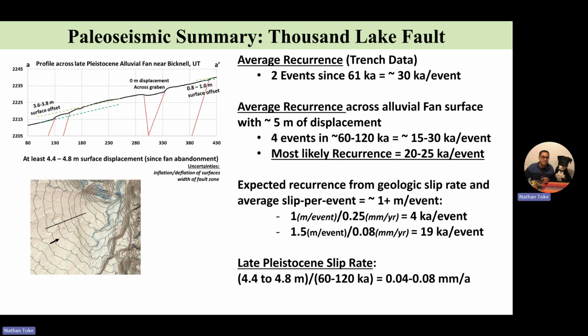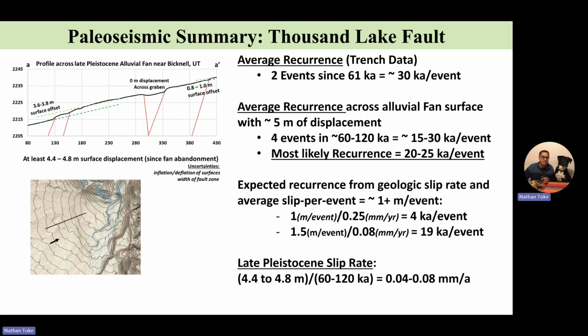If we look at the geologic slip rate and the average slip per event, that would suggest that we should have a much faster slip rate, right? We have 1 meter per event. If we pushed it up to 0.2 millimeters per year, that would suggest an earthquake every 4,000 years. We definitely don't see evidence for that. But on the low end of the geologic slip rate estimates, it gives us back to about 19,000 years per event, which is not too far out of line with what we've seen in the recent past.